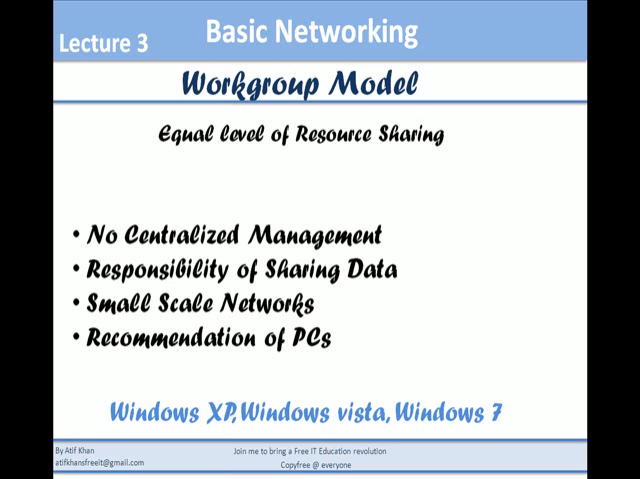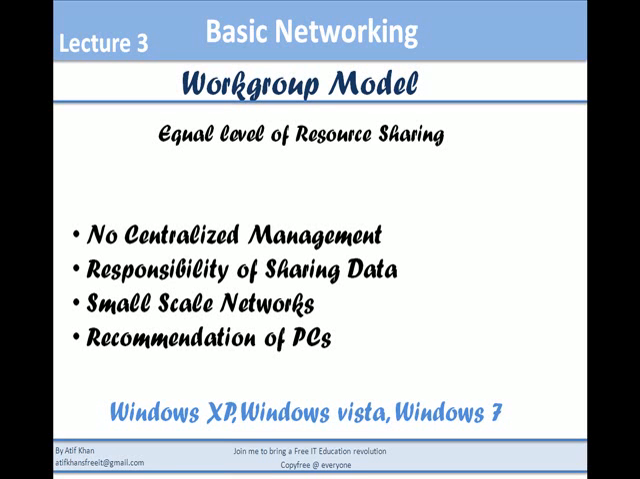In a workgroup network, no computer has the right to assign access rights on any other computer on the network. Every computer is managing itself. There is no centralized management. Response of data sharing is dependent on every individual computer. It must be small scale in size. Regarding the recommendation of PCs, I have told you before, most of the service providers and OS providers tell you to try to adjust only 10 computers in your group. Whenever it grows above 10, you should go for the client server model.